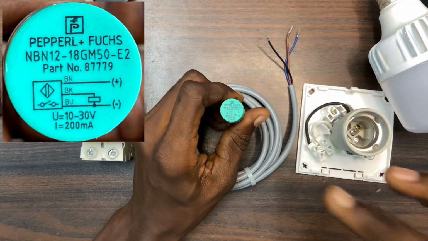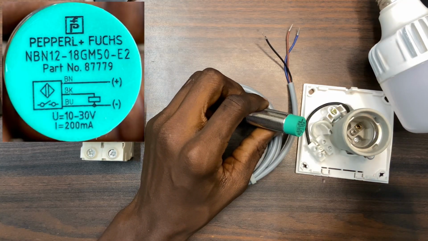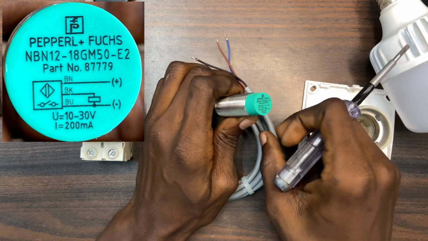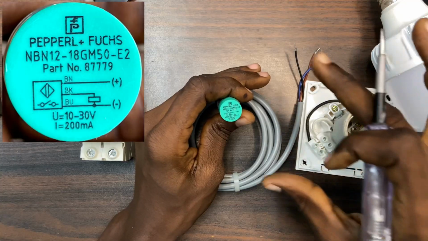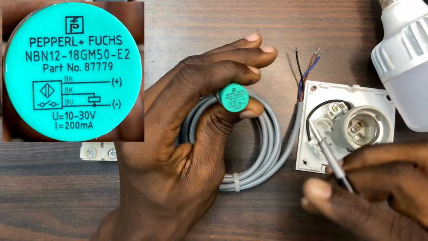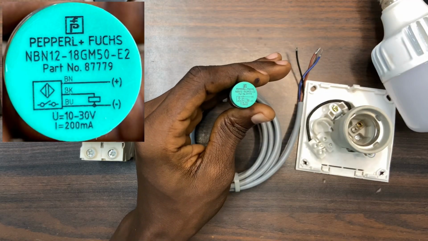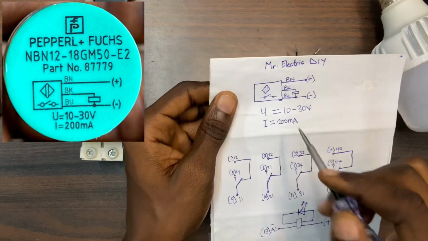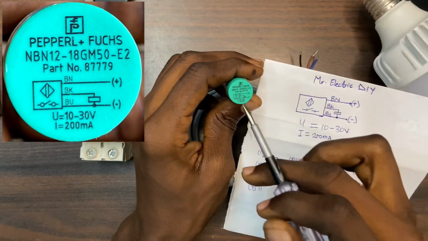This is the inductive proximity sensor. It detects metallic objects only. Now, you could see that we have 3 terminals over here. And if you want to know how this proximity sensor works, you have to look at the top right here. We have the wiring diagram over here, and I've also drawn it here. This is the wiring diagram of the proximity sensor. We have it written here.